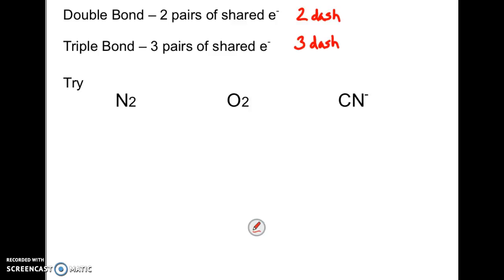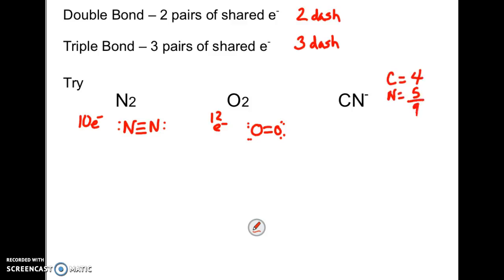Okay, so the structure for N2 should look like this. You should have had 10 electrons in your cache, and N2 should be triple bonded. Oxygen, you should have 12 electrons in your cache, and oxygen is double bonded. And cyanide ion, when you count this cache, remember carbon has 4, nitrogen has 5. You add that together and you got 9, and you might be saying, uh-oh. But remember what this negative means? This negative here means that you're adding 1 extra electron. So you have a total of 10 electrons.